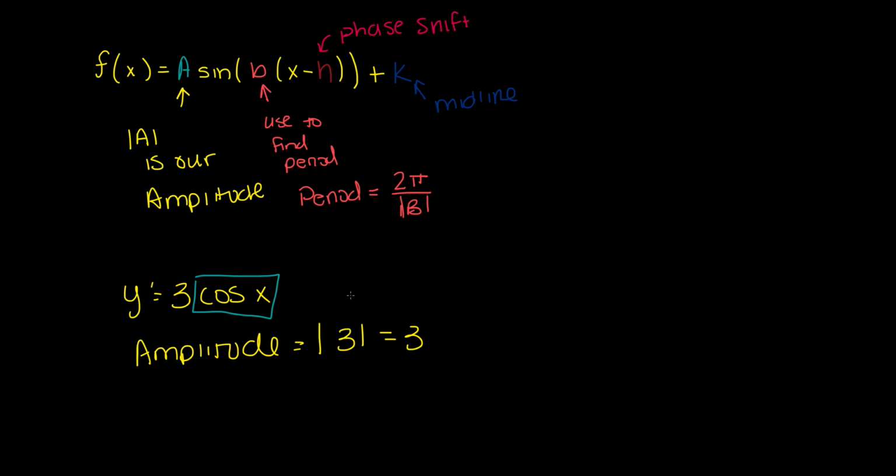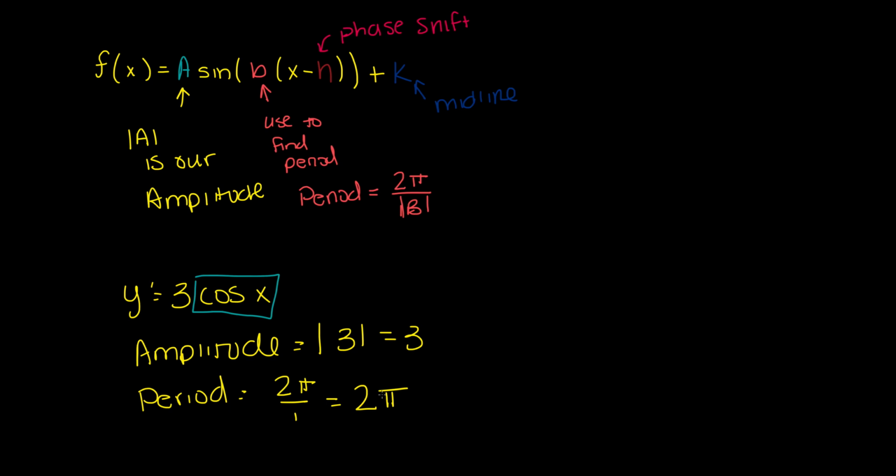Okay, in this case, they also want to know the period. Well, looking at this, B, which is the number being multiplied to x, will give me my period. The number being multiplied here is 1, so it's going to be 2 pi over 1, or 2 pi. Right? So that is how we can find the amplitude and the period of our function.